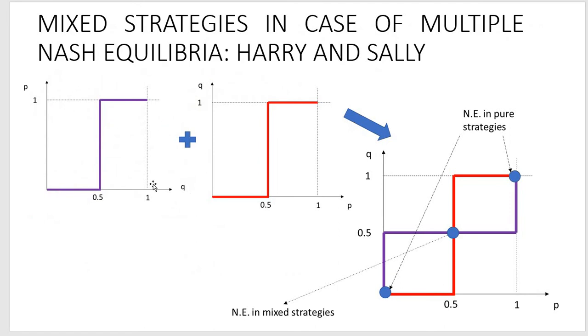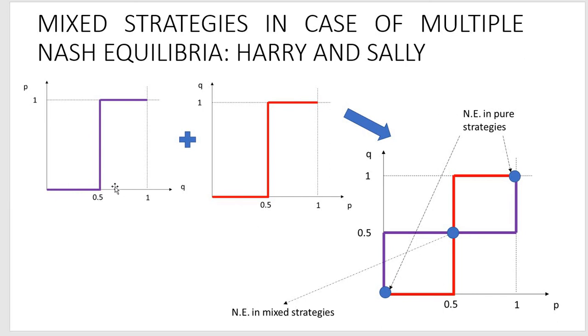Okay, so here we've got two best response functions for Harry and for Sally, and we have to combine them. So you see that if P is below 0.5, then for Sally, best response function goes just along the p-axis. So this is what we've got here. Oh no, sorry. Actually, this time I did it for Harry. Doesn't matter. So if Q is below 0.5, then for Harry, best response function goes along the q-axis. This is what you've got here.